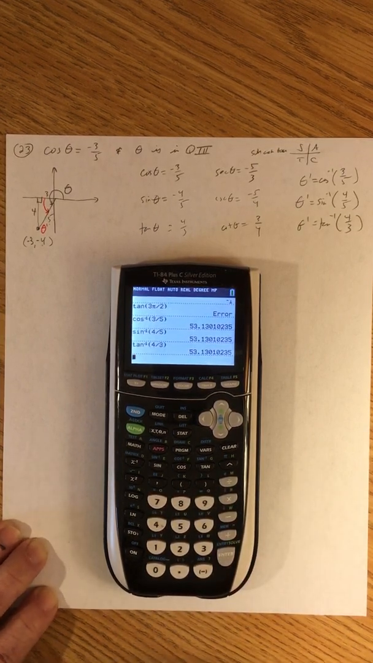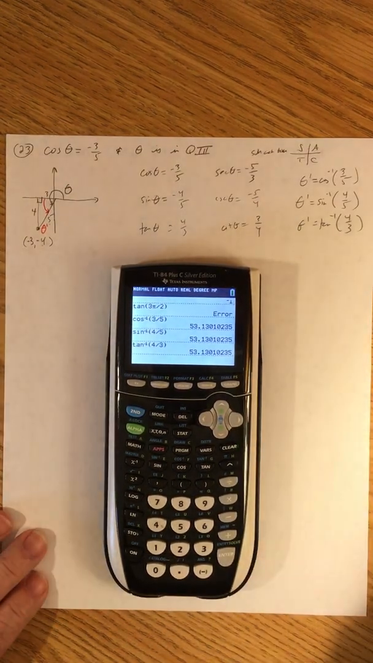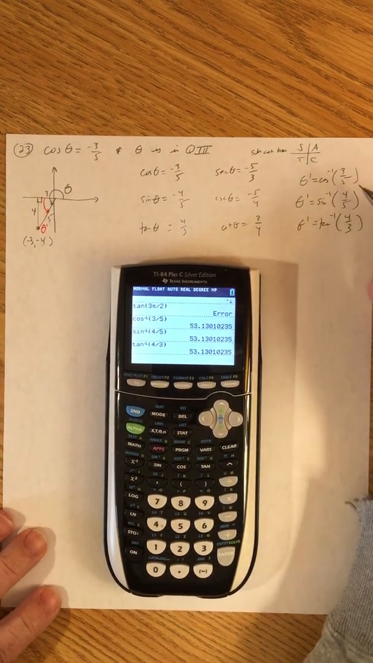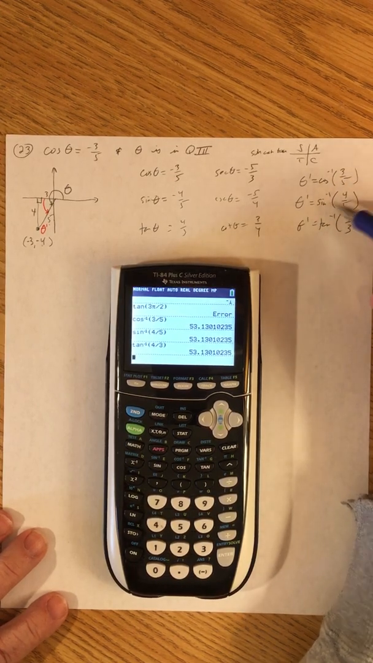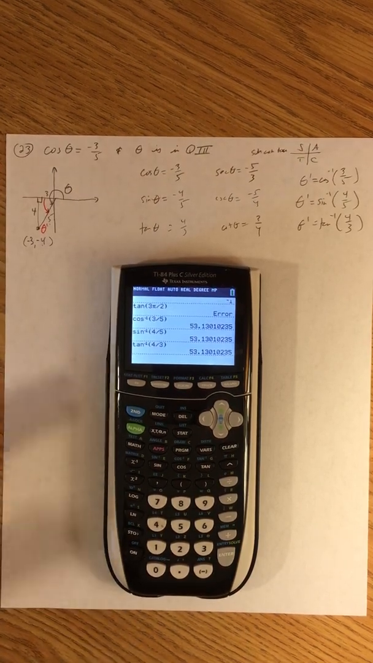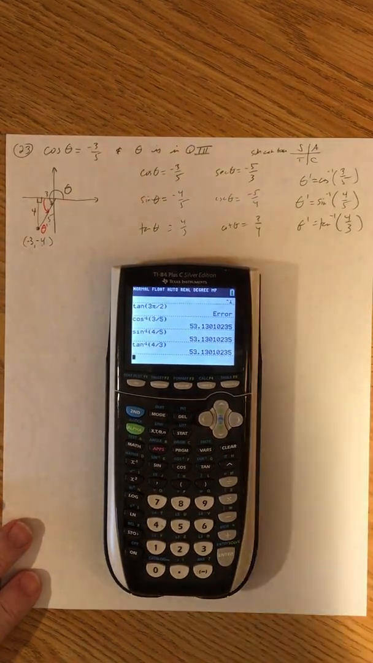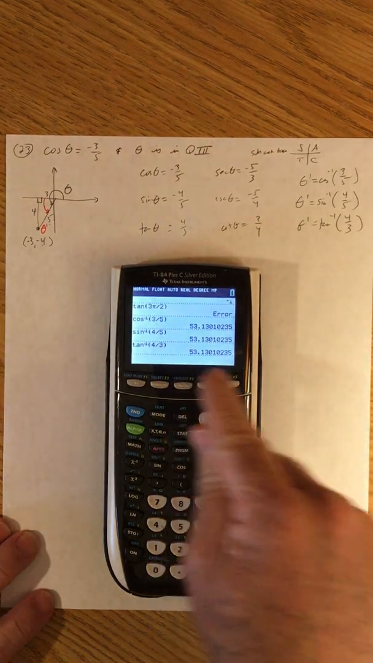Okay, every one of those angles is the same angle, and you get them by always using positive ratios to find reference angles. Always. Never use the negatives because that's going to give you the wrong number. Use the positive ratios to find reference angles. All right, so we get that number on our screen.